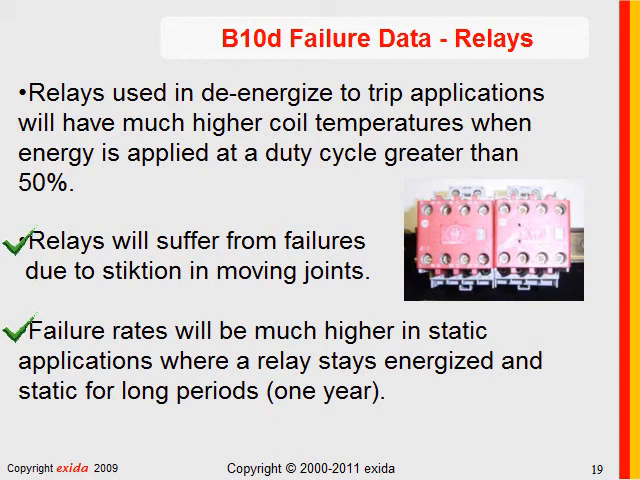Like 1 year. What kind of applications are those? It's mainly the process industries, where you don't expect dangerous conditions very often, and therefore, with a 1-year proof test cycle, the only time the relay moves is when you do a proof test. Think about that.